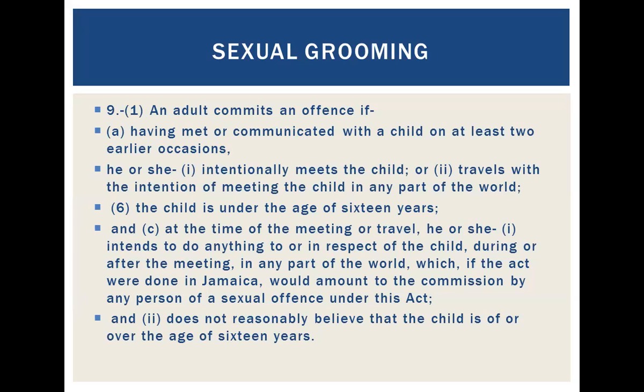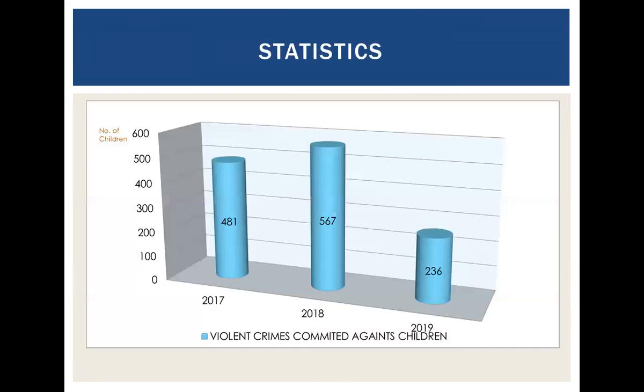Also, Part 2 states it does not reasonably believe that the child is of or over the age of 16. So you know that children might appear to be a little bit more mature than they look. And so you have to have a reasonable belief that the child is not over the age of 16. So you have to prove that point to get a conviction basically under the act.